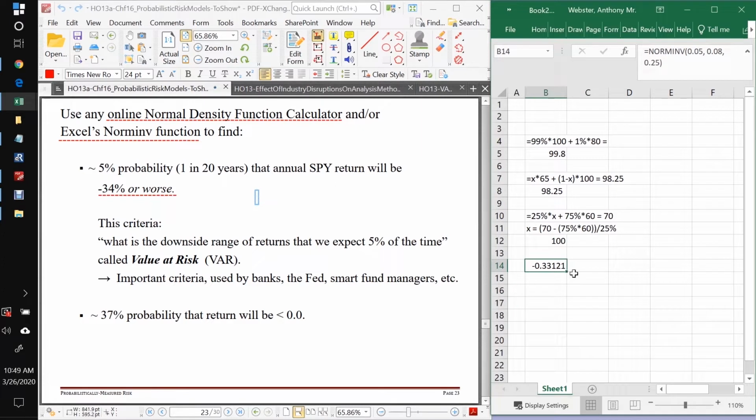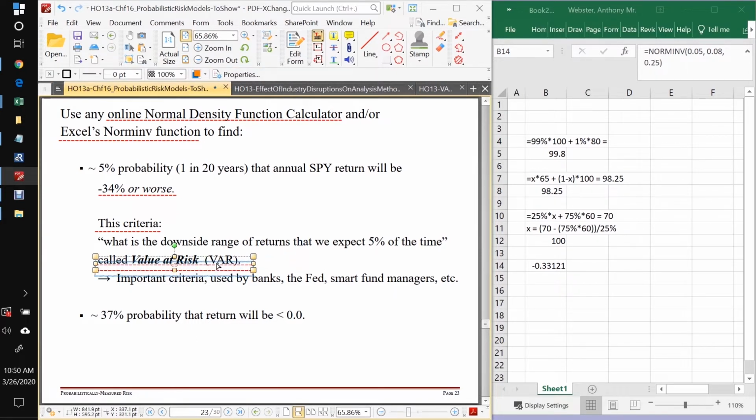So the norm inverse function gives us what our return is going to be if we want a 1 in 20 year probability of that return or worse. So this is actually important. This criteria, what we just did, where we're asking, what is the downside range of returns that we expect 5% of the time? When we ask this question, this is called the value at risk criteria. This is a very important criteria.